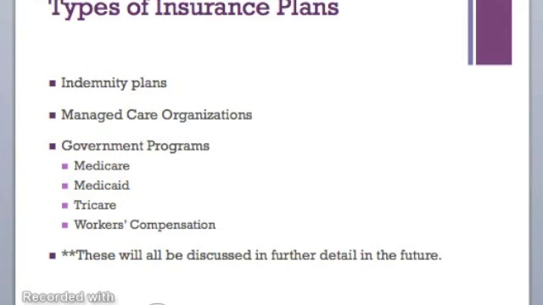Next up are the different types of government programs: Medicare, Medicaid, TRICARE, and workers' compensation. Medicare is the federal health plan that provides coverage to most citizens aged 65 and older, people with disabilities, and people with end-stage renal disease, and dependent widows.